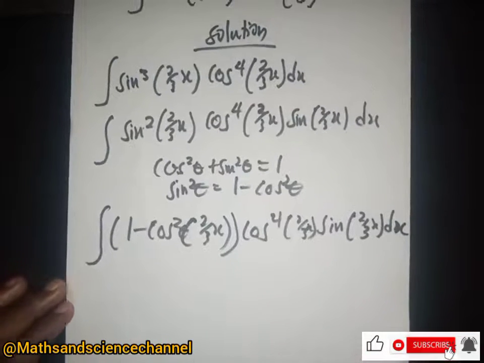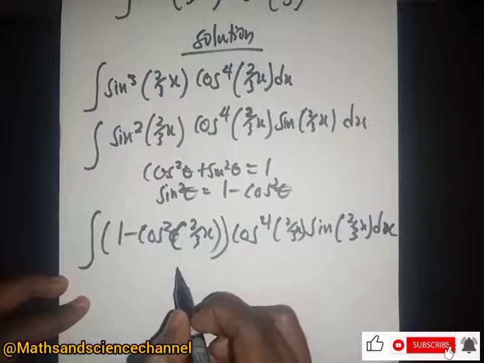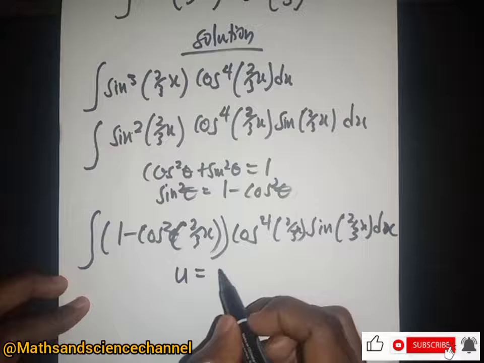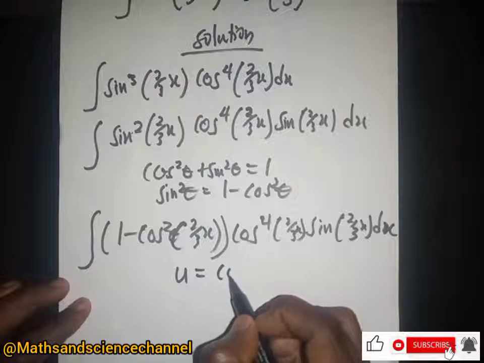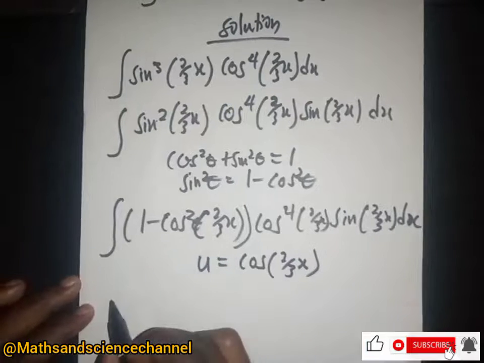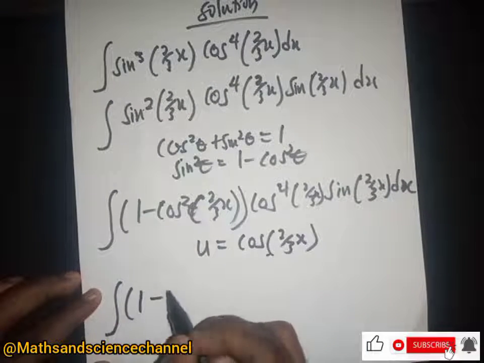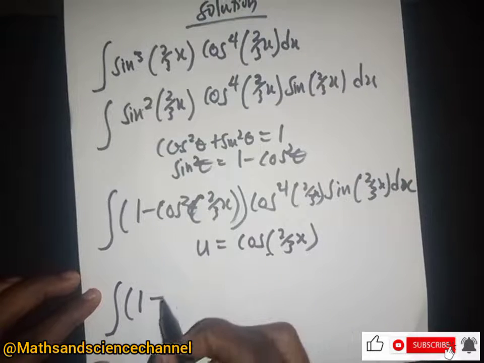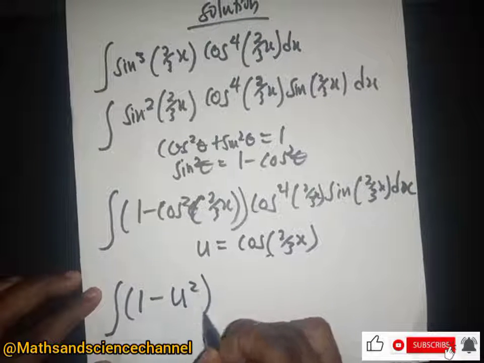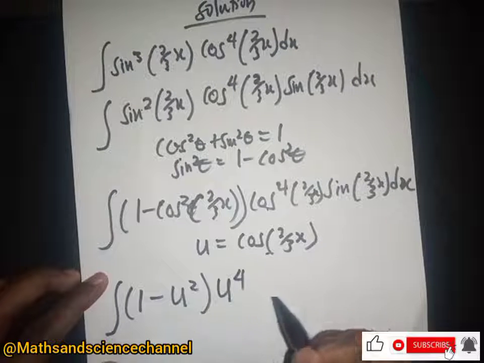Now we can do a substitution. What we'll do is let u equal cos of 2/3 x. If that is the case, then cos squared is just u squared, and cos to the power 4 will just be u to the power 4.